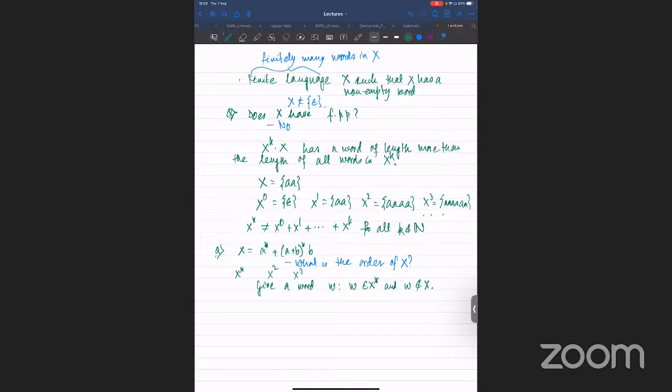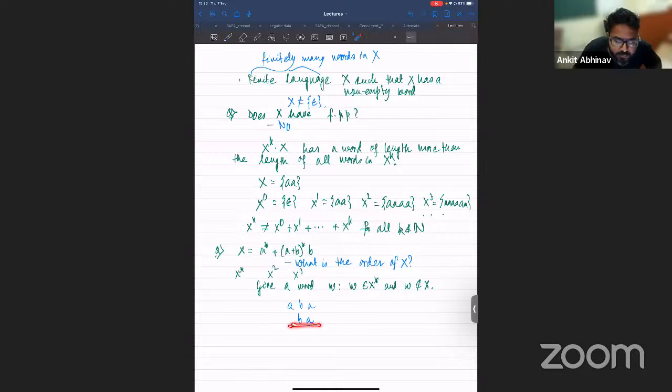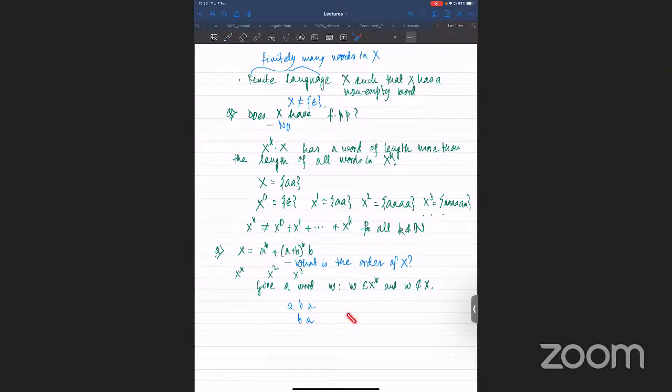ABA, you are right. You can have ABA, exactly. But even simpler is BA, because there is a star here. So there is a word BA, correct? And so BA, where will it be, Ankit? Which power? Will BA be next, or won't it be there?